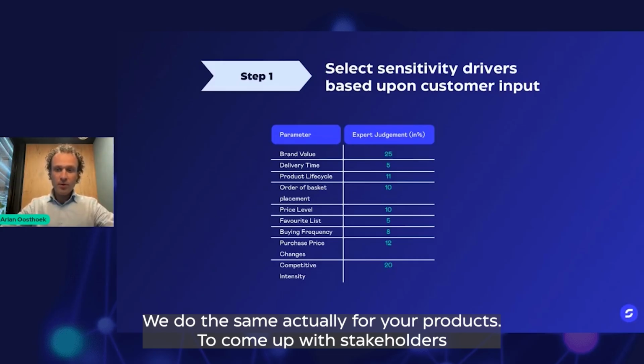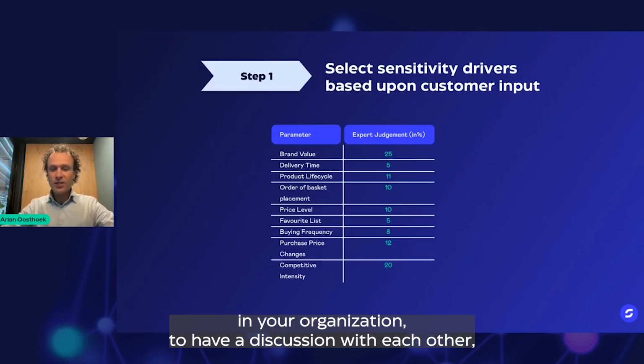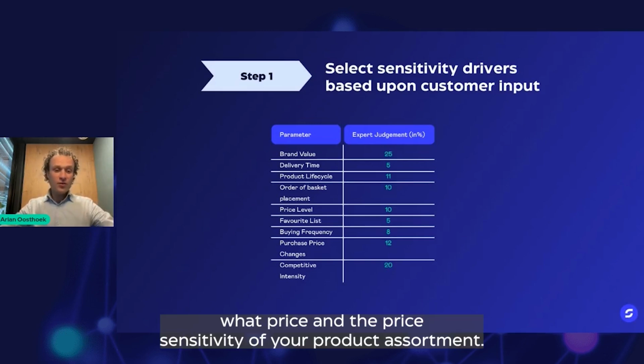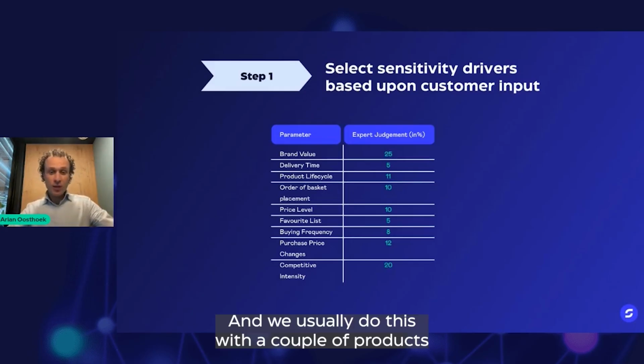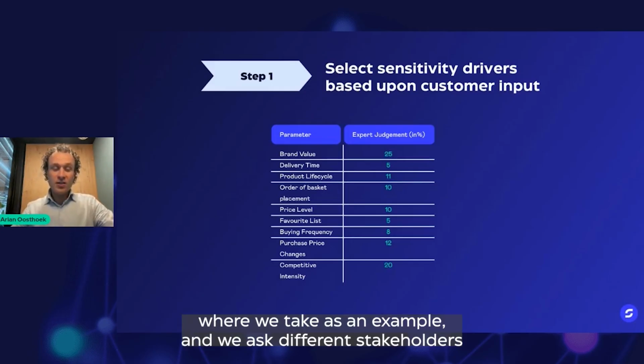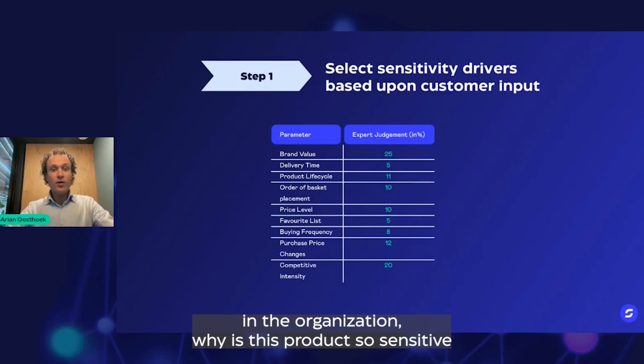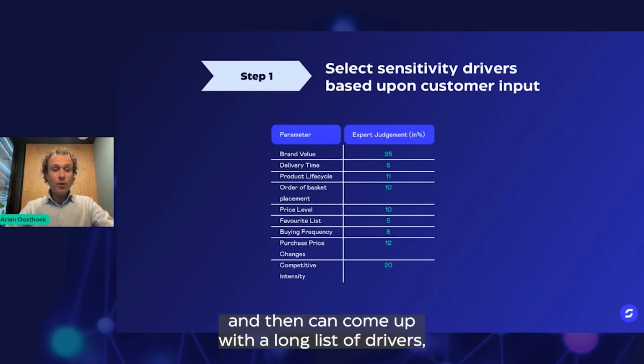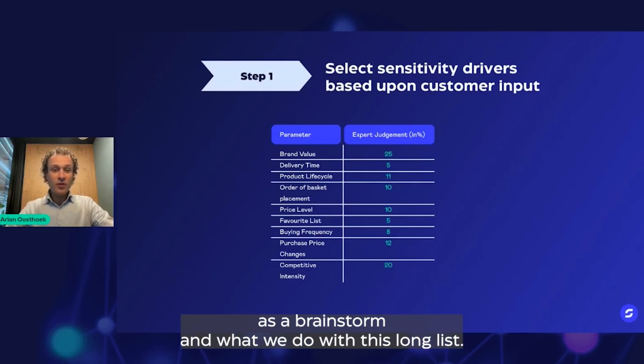So we come up with stakeholders in your organization to have a discussion with each other about what drives the price sensitivity of your product assortment. We usually do this with a couple of products which we take as an example, and we ask different stakeholders in the organization, why is this product so sensitive? And then you can come up with a long list of drivers as a brainstorm.